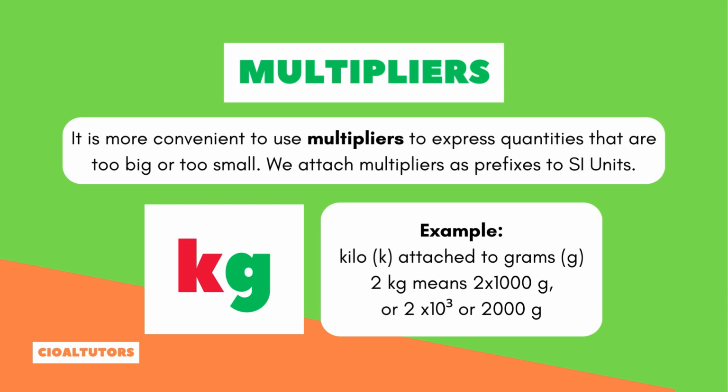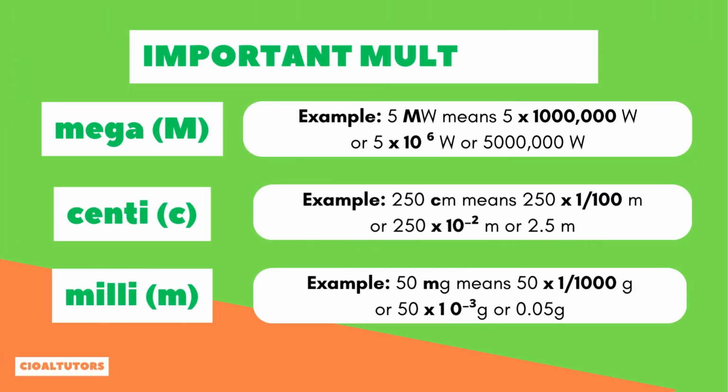The prefix kilo in kilometers and kilograms is an example of a multiplier. Kilo means 1,000. So, 1 kilometer equals 1,000 meters, and 1 kilogram equals 1,000 grams. We also have smaller multipliers, like milli and micro, which represent 1,000th and 1 millionth, respectively. Note that the symbols, when they are capital letters or small letters, mean different things, so this must be taken care of. Mega represents 1 million. So, 5 megawatts equals 5 million watts.